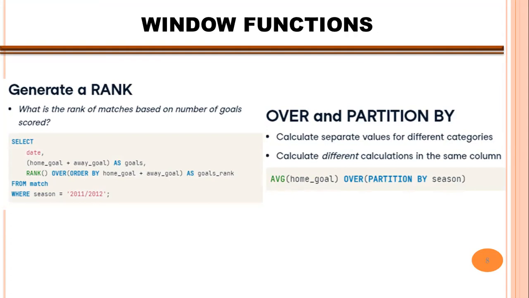Similar is the case with partition by. The partition by or over syntax, when collected, they calculate separate values for different categories, or they calculate different calculations in the same column. So simply, the syntax would be over, parenthesis, partition by, and your given condition or syntax.